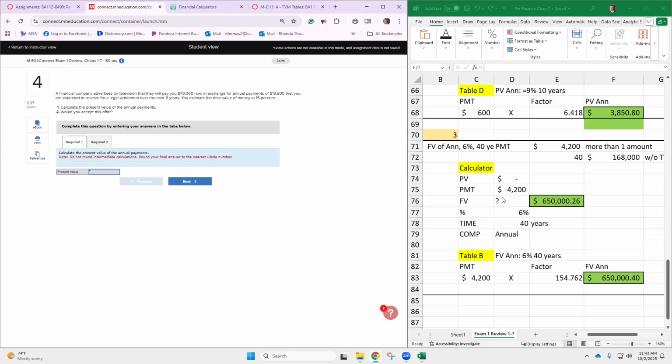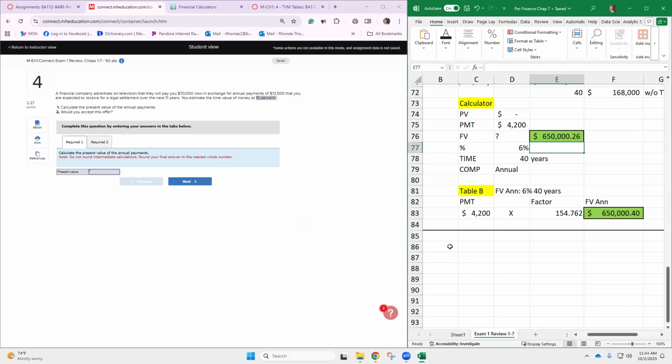If you've won a settlement, an insurance settlement, if you've won a lawsuit, something like that, they tend to pay on an annuity basis, which means a certain amount each year. It has to be the same amount. And then it says, over the next 11 years, you estimate the time value of money is 15%. Wow, that's pretty big.